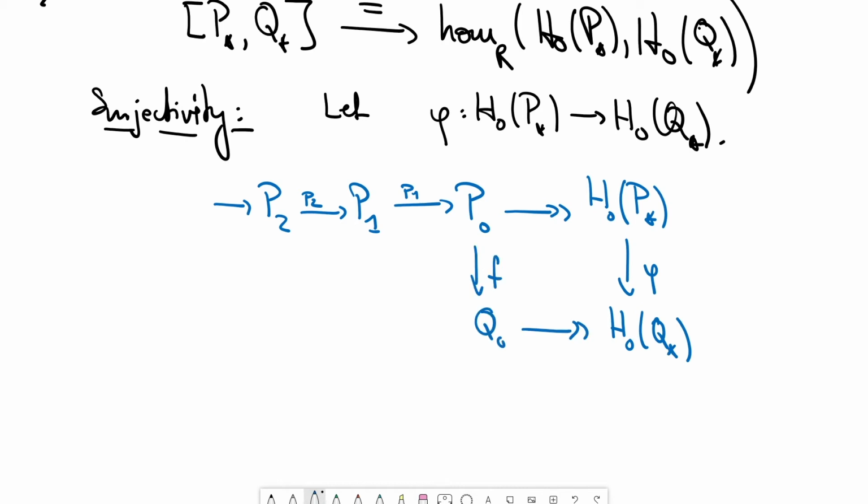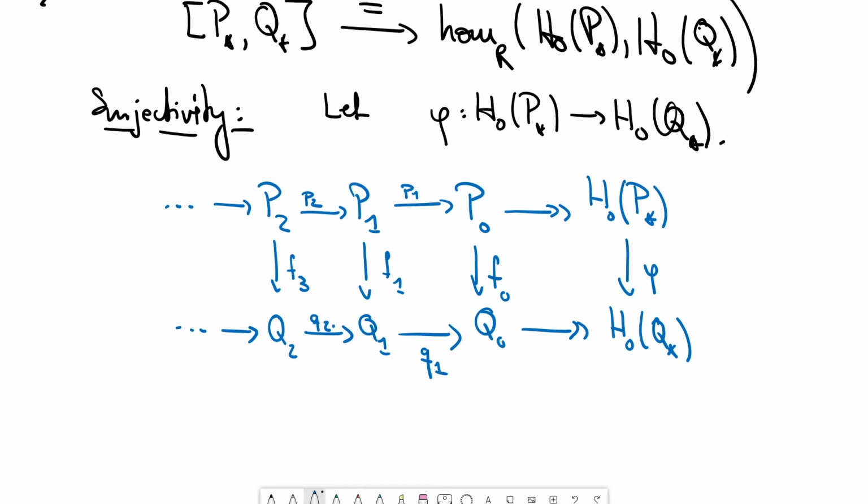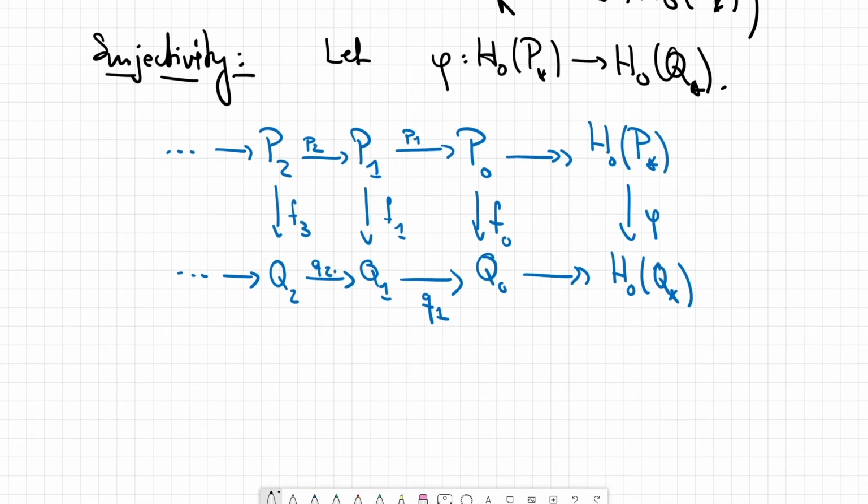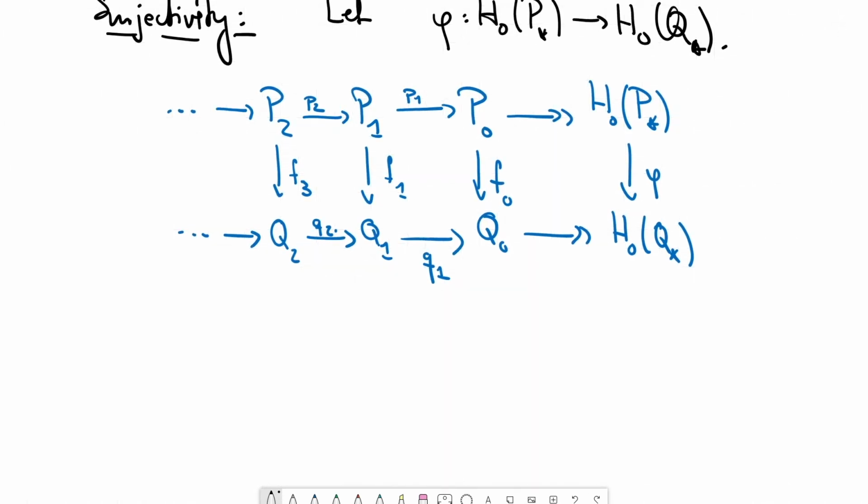So we want maps F0, F1, and so on, so that this diagram here commutes. And let me write the differentials with small letters and the modules with capital letters. All right, that's the goal. And again, it's an inductive construction, so we first construct F0. Step zero. How do we get F0?